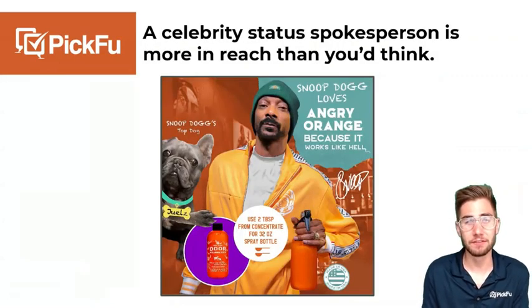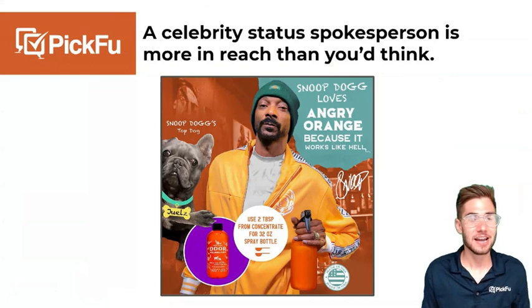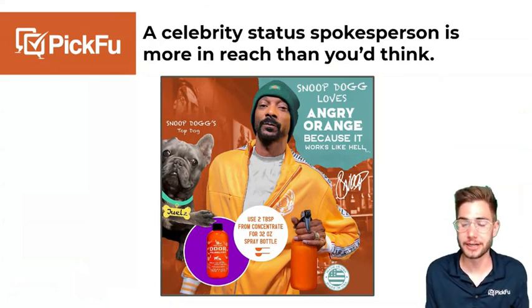The last point I'll give here about video, this is also from the Thrasio example. They actually got Snoop Dogg to be a spokesperson for their Angry Orange brand. And the point I want to make here is that a celebrity spokesperson is much more in reach than you think.